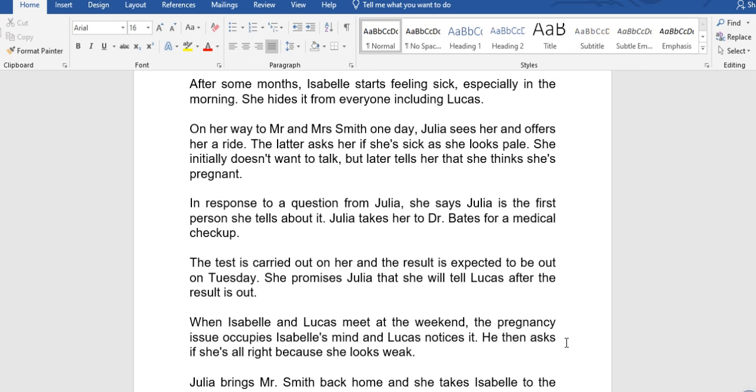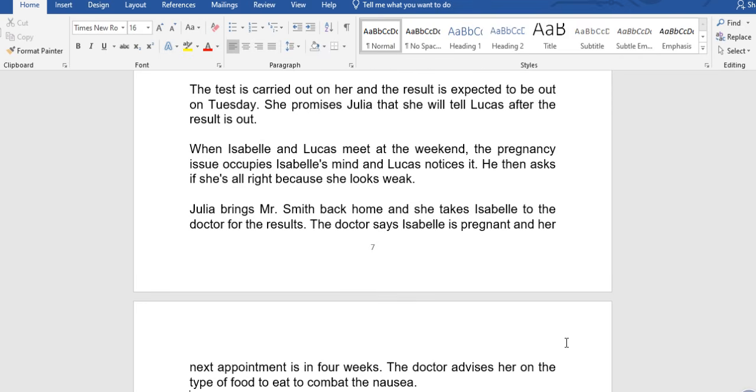Julia takes her to Dr. Babe for a medical checkup. The test is carried out on her and the result is expected to be out on Tuesday. She promises Julia that she will tell Lucas after the result is out.